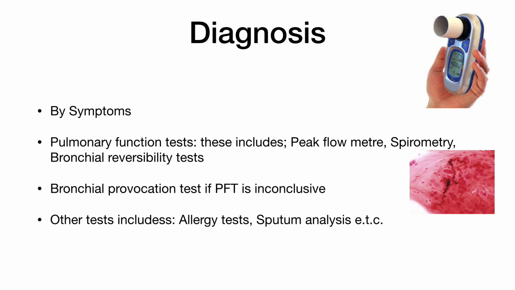Other tests include the allergic workup, which includes the skin allergic test, which is the skin prick test, and also the intradermal skin testing. And it also includes the CBC to check for possible eosinophilia, and also the antibody testing to check for the IgE increase. Sputum analysis, although not routinely recommended, can also be done. Curschmann spirals, Charcot-Leyden crystals, Creola bodies can be seen.